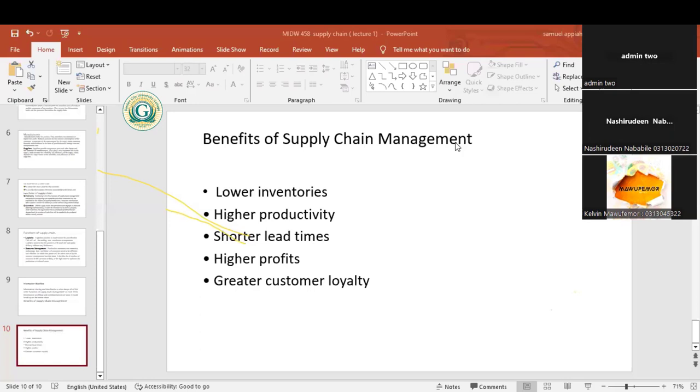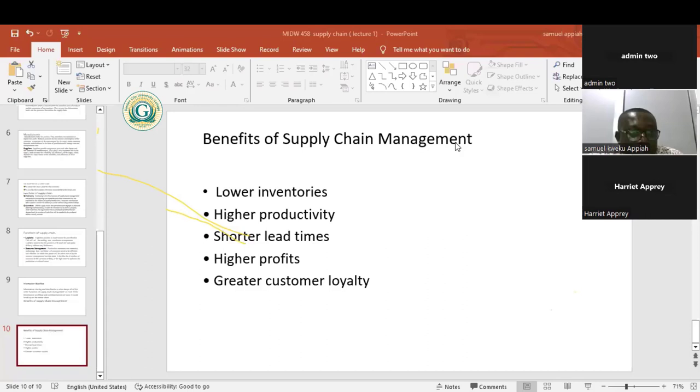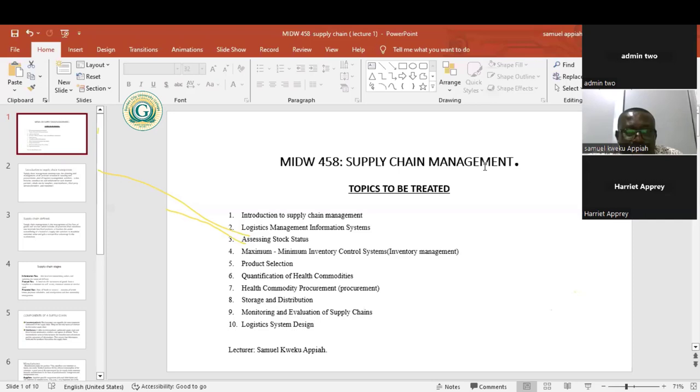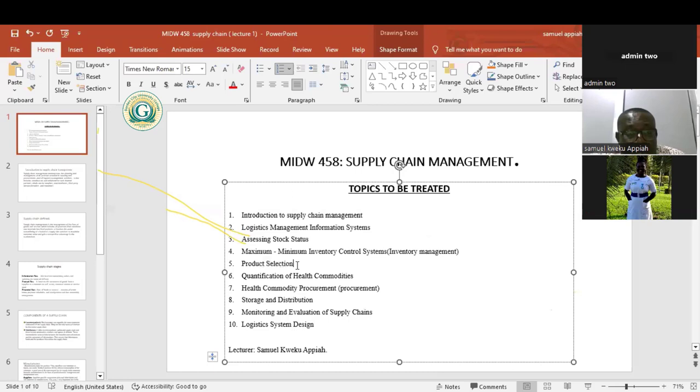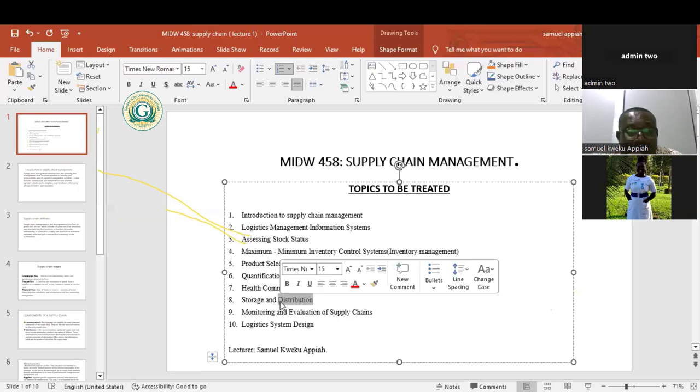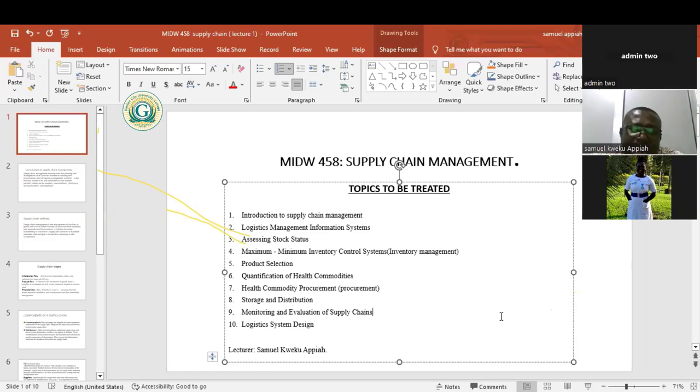Let me call the course outline. Yes, sir. I think I gave the topics in these slides, the topics that we are going to treat. But as I mentioned, there are some topics that we need to add, and they will be treated alongside some of them. For example, we need to treat warehousing. Are you getting it? So we can teach it under storage and distribution. Warehousing can fall within any of it because we can't talk about storage of health commodities, how health commodities are stored, without it. We do the bin card, how to fill the bin card and all those things. But you can look at these to be the major ones, and the rest will come under them. Okay, sir, thank you very much.